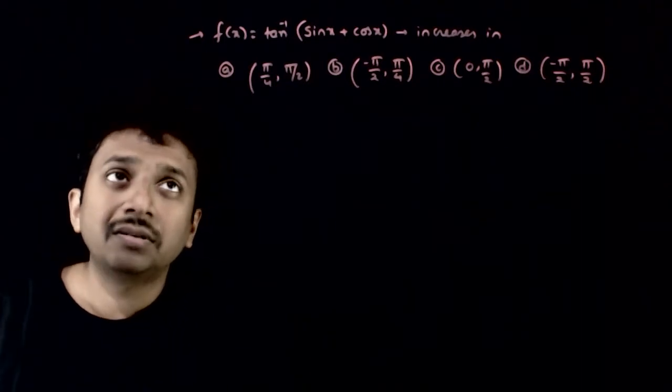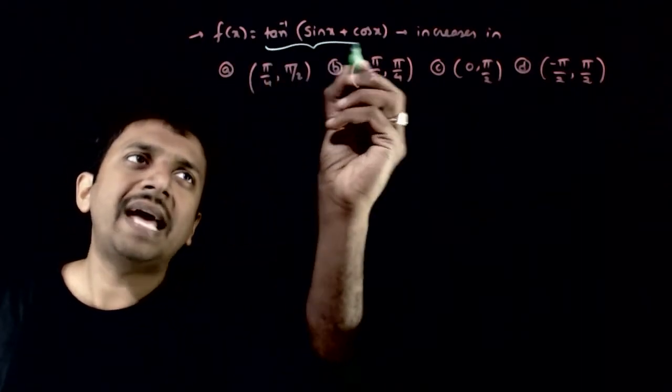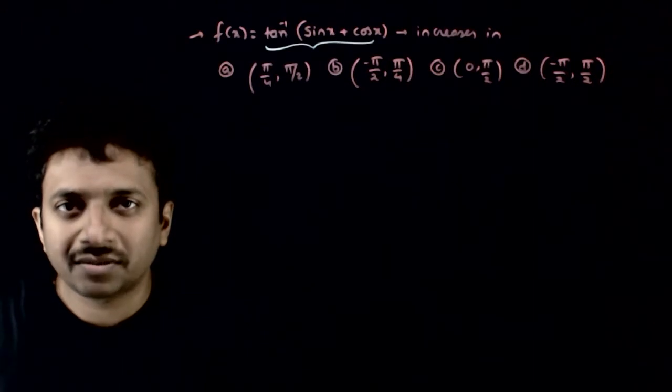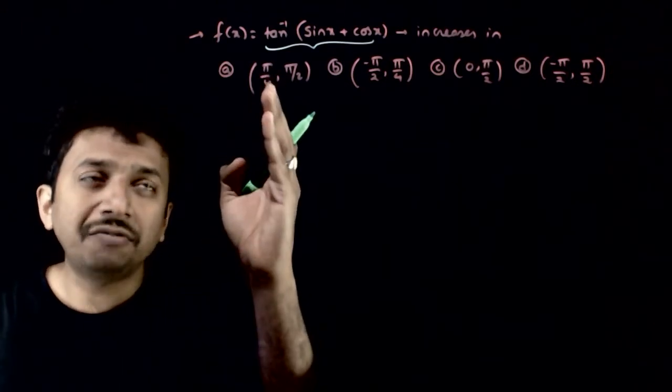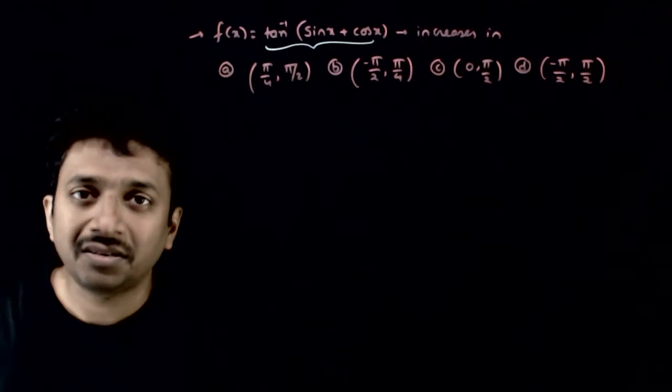So welcome students. In this question you're given that f of x is tan inverse of sin x plus cos x, and you're asked to find the interval where this function is increasing.